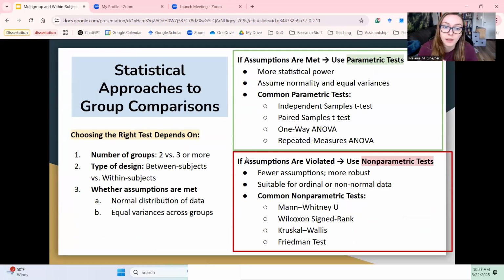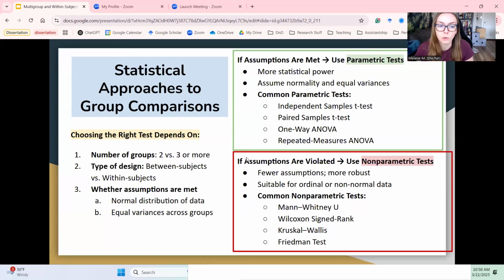Okay, so what does that mean about how I choose a type of statistic for my specific research design, for my specific question, whatever it is? So there's a few different steps, right? The first thing I'm going to think about when we're deciding what statistical approach to use when we're comparing between groups is, one, the number of groups. If you have 2 groups, it's a totally different type of statistics than if you have 3 or more groups.